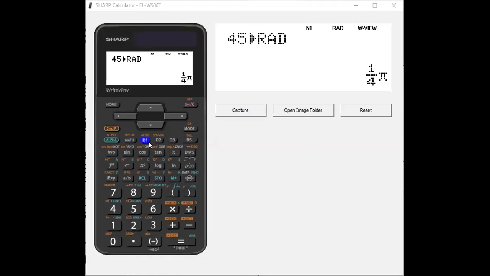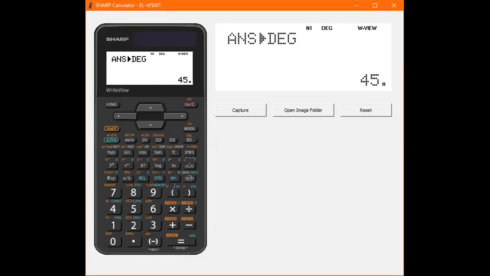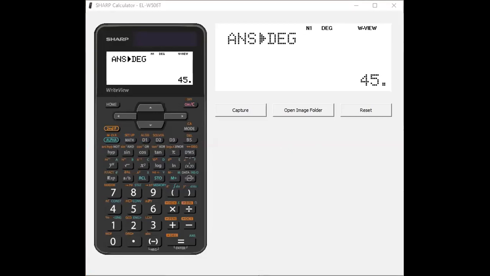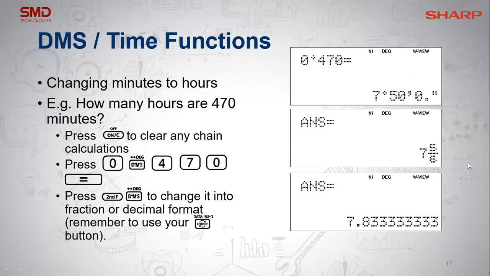Let me take you back here to degrees so my calculator is normal. Okay, let's go back to the slides. Following on from angular momentum and your degrees, radians, etc., you can do time calculations on your calculator.